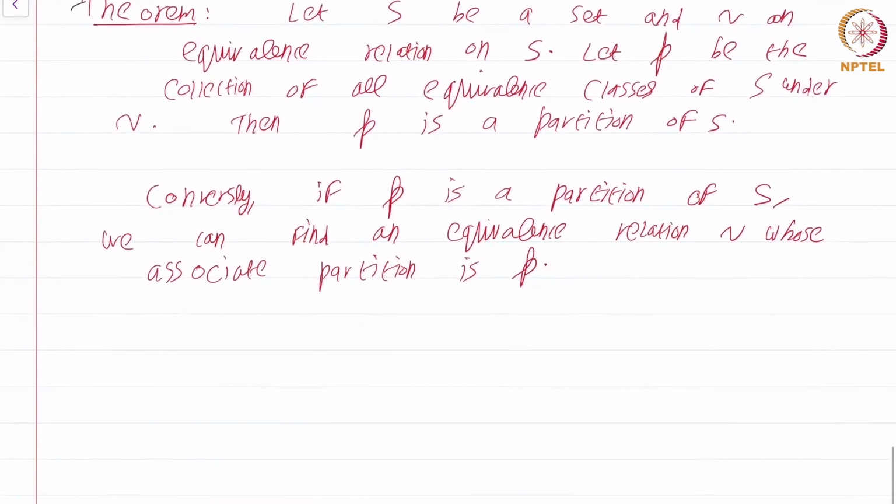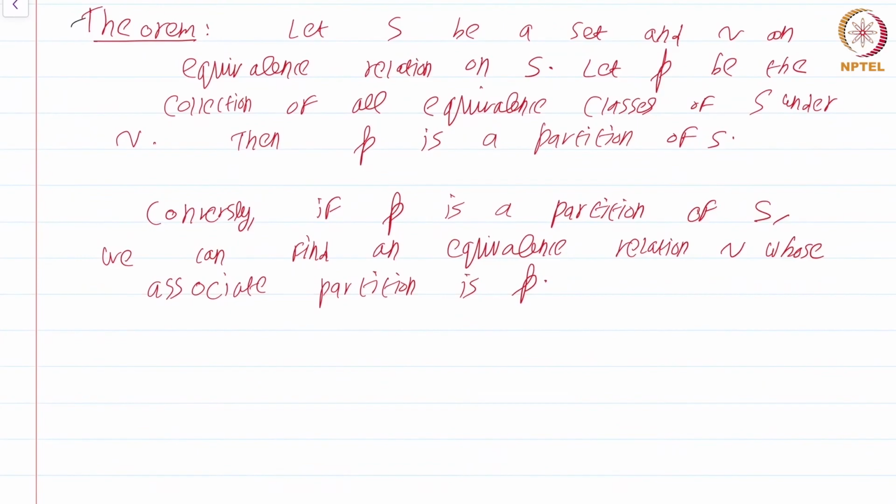It says that if you start with a set that is equipped with an equivalence relation, you consider the collection of all equivalence classes, that gives you a partition of the set. Conversely, you start with a partition of the set. We can define an equivalence relation in such a manner that if you consider the partition generated by that equivalence relation, in other words, the collection of all equivalence classes under this equivalence relation, then you get back the original partition. Okay. So, proof.